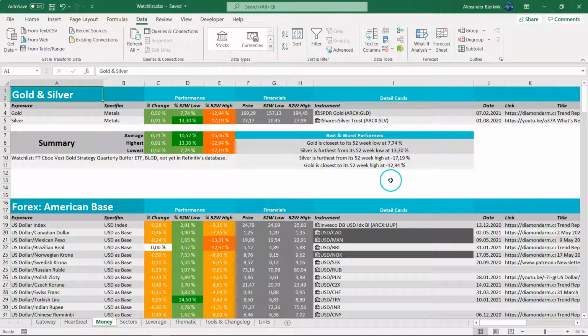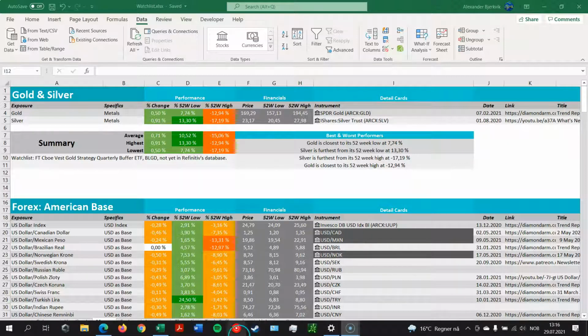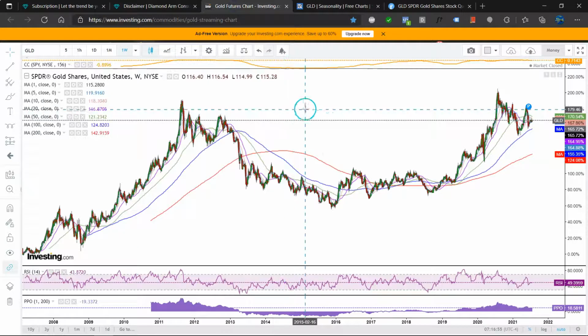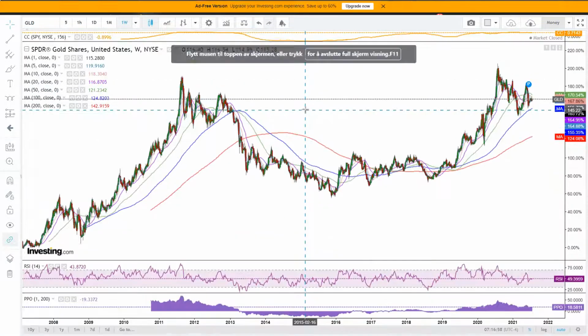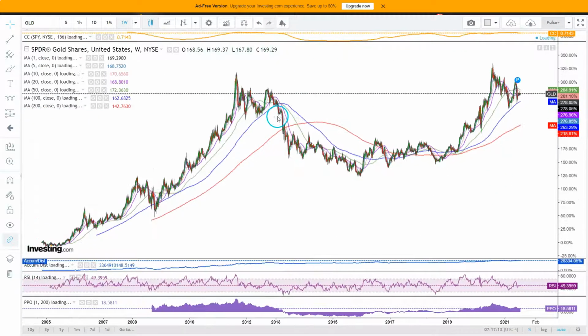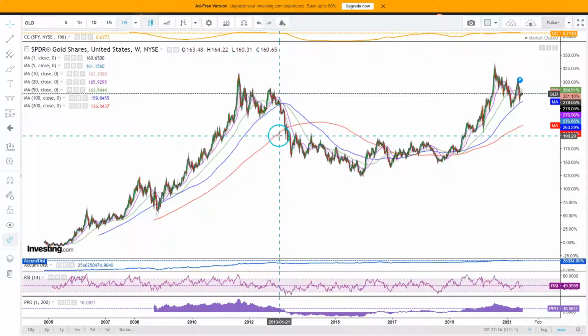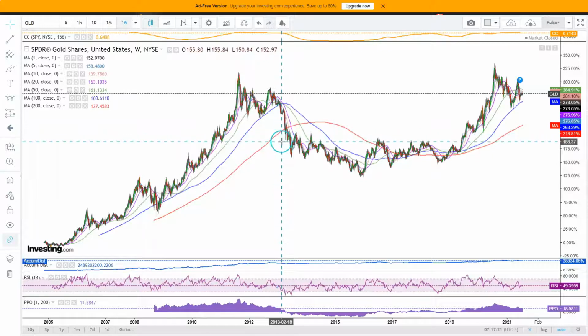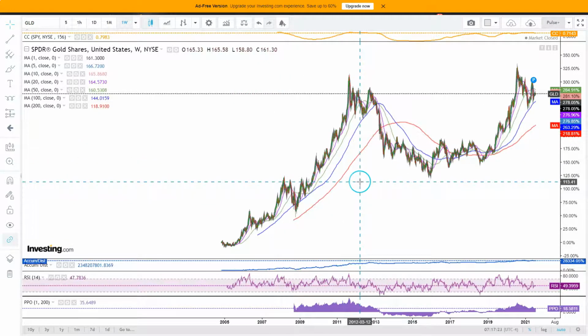So we have the pair here reflected through the GLD ETF. So basically it is gold vis-a-vis the US dollar. And that is very important to be aware of because gold has strengthened or weakened vis-a-vis many different kinds of currencies. It is especially interesting to look at how gold reacts to the dominant currency, which is the US dollar.